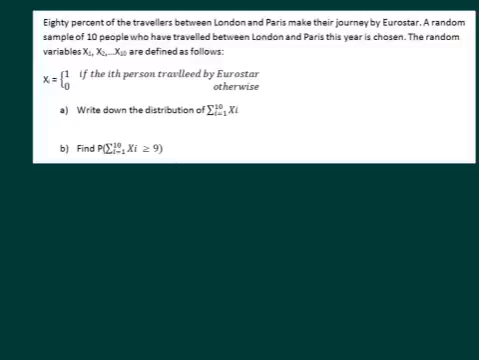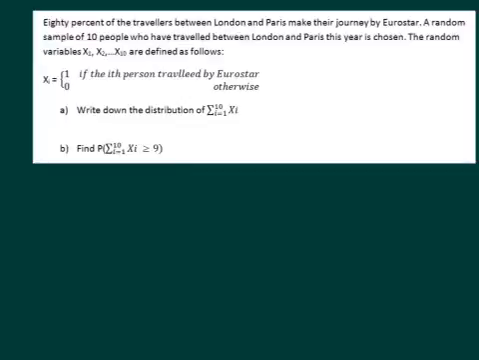Here's the last example. 80% of the travellers between London and Paris make their journey by Eurostar. A random sample of 10 people is chosen, and the random variables x1 up to x10 are defined as 1 if they travel by Eurostar and 0 if they don't. Write down the distribution of the sum of xi from i equals 1 to 10.